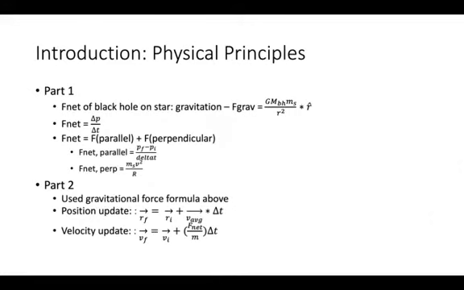Here are the physical principles we used. In part 1, F net of the black hole on the star is the gravitational force, which is equal to GMm over r squared times r hat. Another F net was equal to the change in momentum over the change in time, and another F net formula used was F parallel plus F perpendicular. F net parallel is equal to the change in momentum over change in time, and F net perpendicular is equal to mv squared over r. In part 2, we use the gravitational force formula above, and we also use position and velocity update formulas.